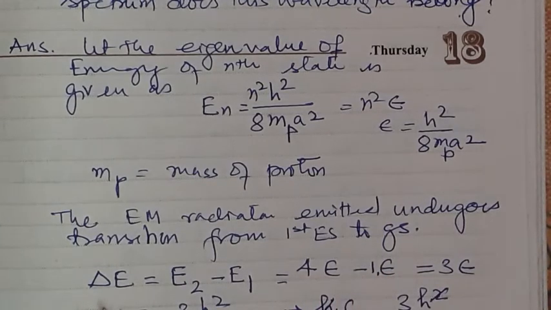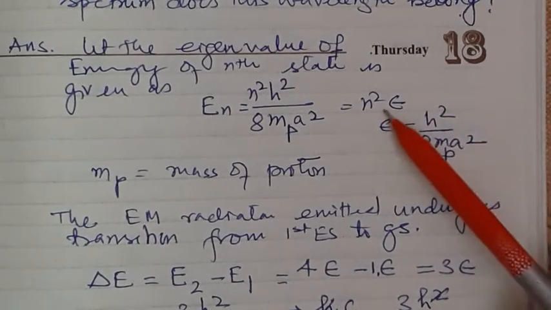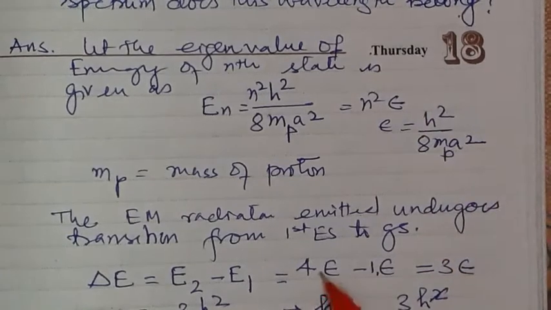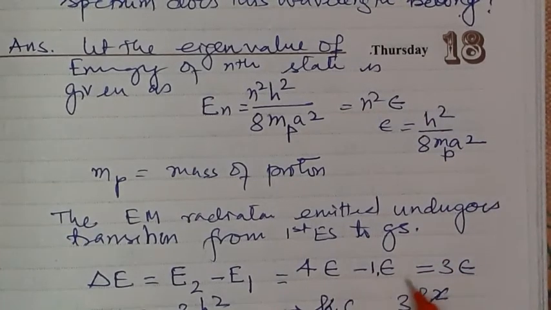Let's say the delta E is E2 minus E1. Why have we taken n equal to 1 for the ground state? Remember, n cannot be 0. So the first excited state is n equal to 2. Substituting this value, n square epsilon, it has 4 epsilon minus 1 epsilon, which is equal to 3 epsilon.